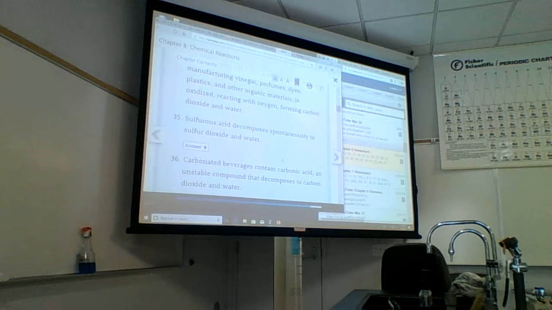35. Sulfurous acid decomposes spontaneously to sulfur dioxide and water. That one you're supposed to have memorized. Where did we see that reaction? Sulfurous acid, where did we see that reaction? Hey, that was one of the driving forces for metathesis. Do you have the driving forces for metathesis down in your memory, or are they still very fuzzy?